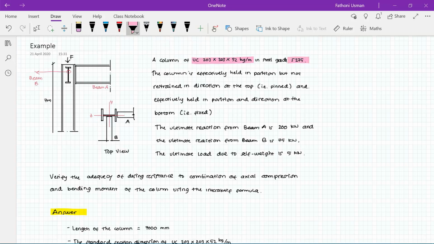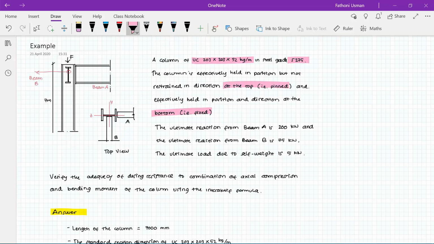And the column is effectively held in position but not restrained in direction at the top. So at the top, it is pinned, and effectively held in position and direction at the bottom. So at the base of the column, the column is in fixed connection, in both directions.